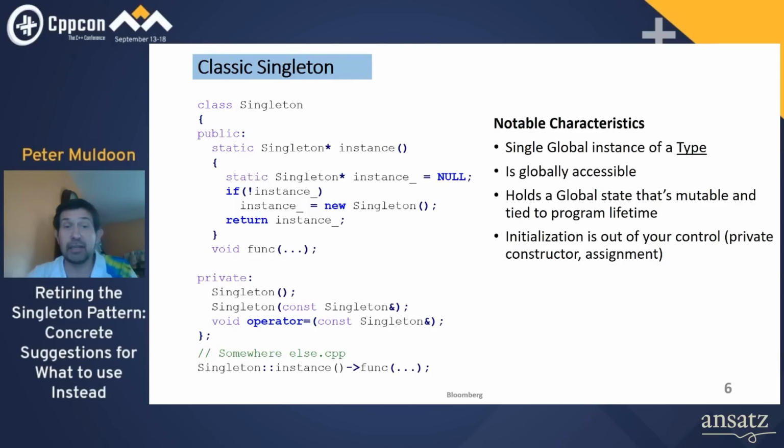Some of the problems with having a single global instance: it holds the global state for the program lifetime. There's no creating this singleton for a test and then throwing it away and creating a new one to try another test. That's all out the window. The initialization is out of your control. Because of that, these things are opaque to testing, unless you do some fairly dicey stuff like put in backdoors or define private as public.